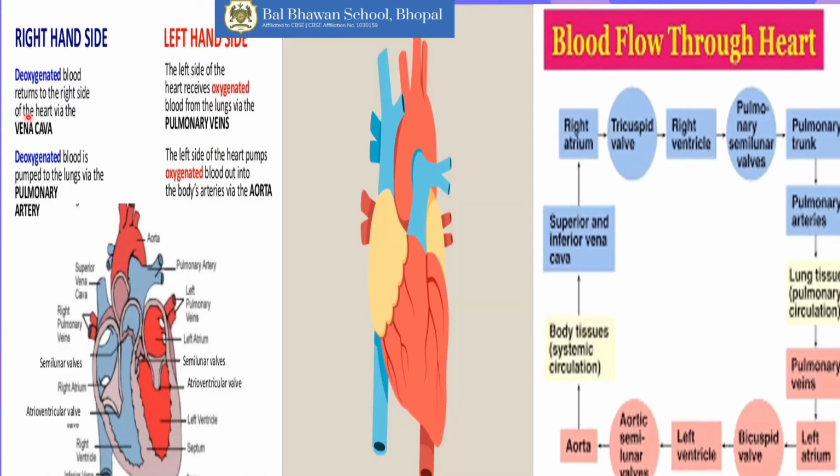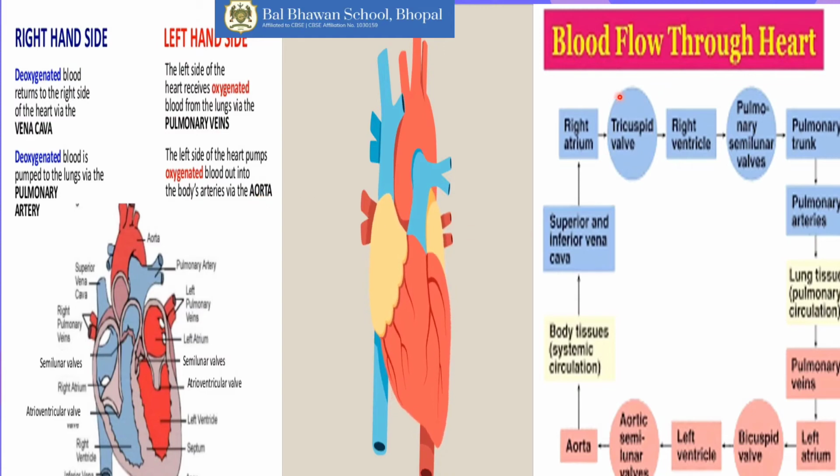Now coming to the right hand side, the right side of the heart carries deoxygenated blood, whereas the left hand side carries oxygenated blood. Deoxygenated blood is pumped to the lungs by means of the pulmonary artery, whereas the left side of the heart takes the oxygenated blood, which is brought from the right side into the left side by means of pulmonary veins. This pure blood is then pumped into the aorta, and the aorta carries it to the arteries, and arteries then carry it to the body parts.